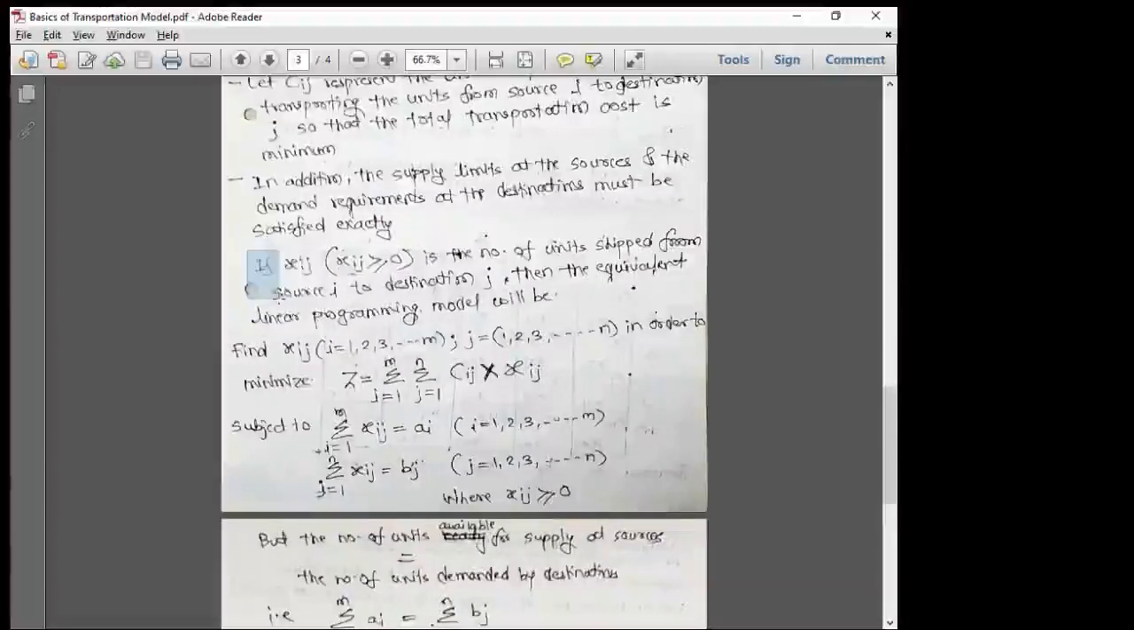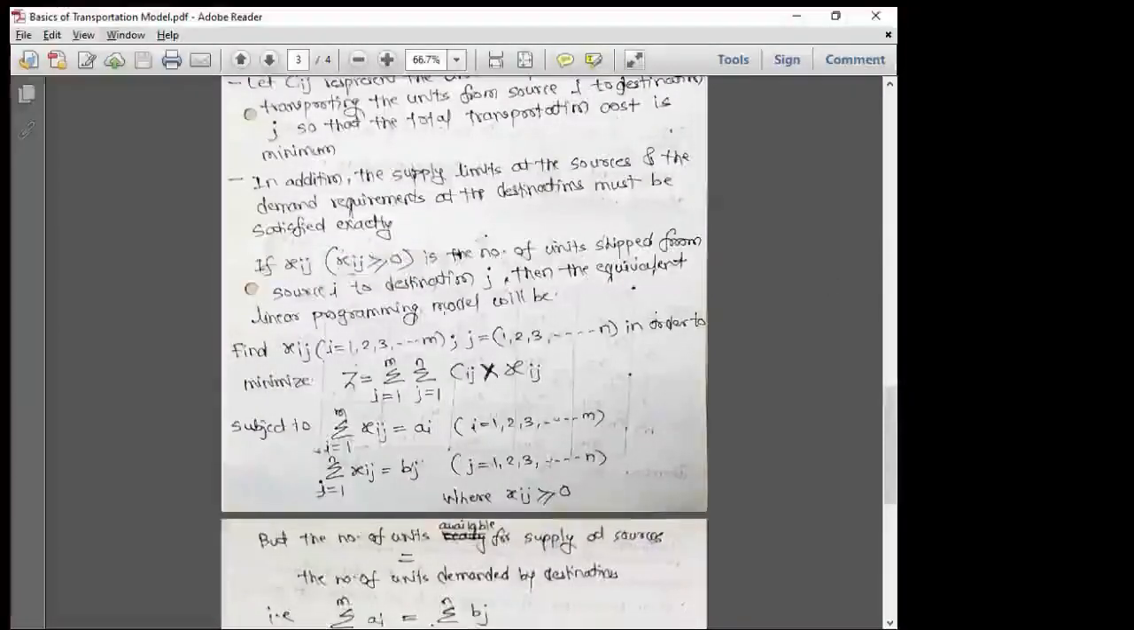Nextly, Xij is the number of units shipped from source i to destination j. For example, I'm shipping from a factory at Pune to a warehouse at Akurdi. How many units I'm shipping is represented by Xij, and Xij should always be greater than or equal to 0, right? So your Xij can't be negative. It should be either positive or 0.